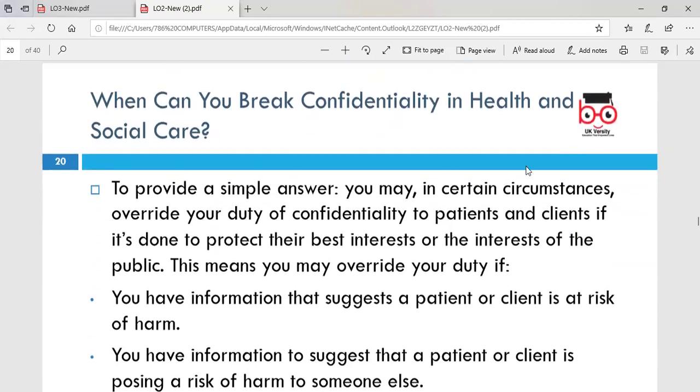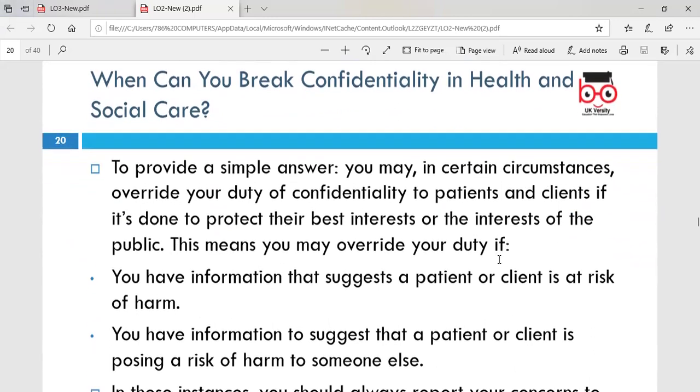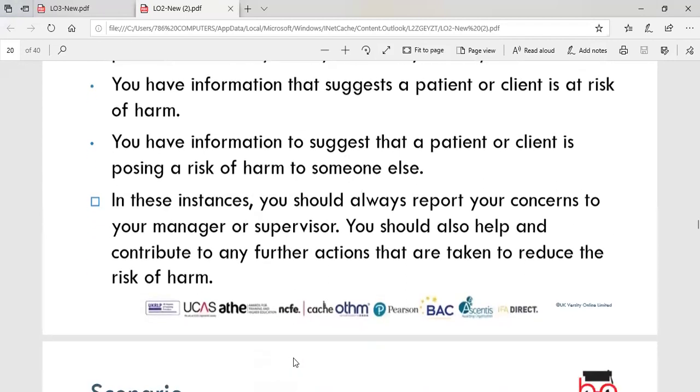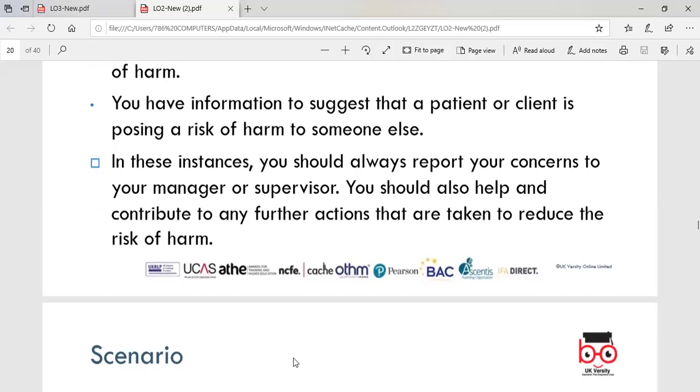So when can you breach confidentiality in health and social care? Again, coming back to your question, sometimes you can override your duty of confidentiality. If you have information that suggests that a person or client is at risk of harm to themselves or to anyone else, in these instances, you need to let your manager or supervisor know, and this information could be shared to a wider extent if required.